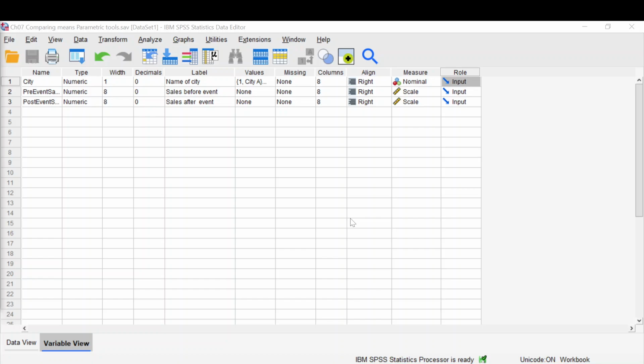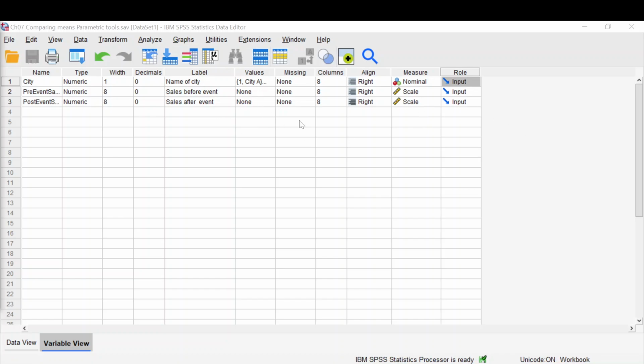Independent samples t-test, we looked at different groups comparison, right? City A versus City B in this case, and their after event sales. And then the third was paired samples, and paired was the same group. So within City A on its own, how does that compare relative to before the event and after the event took place? So in this video, we're going to start off where we left off in the previous video.